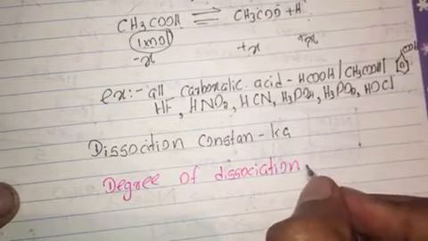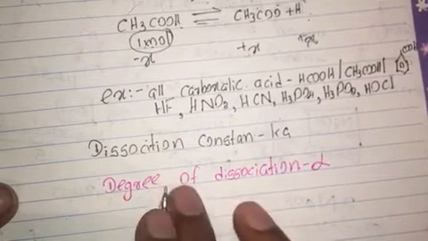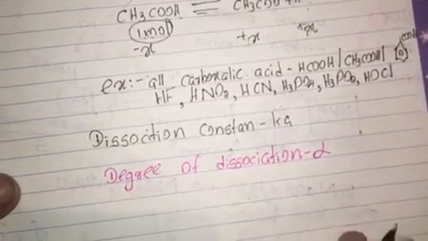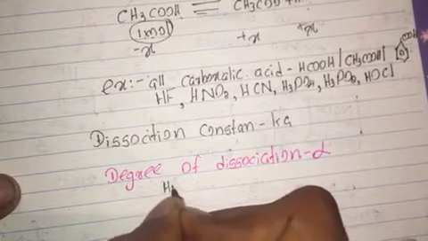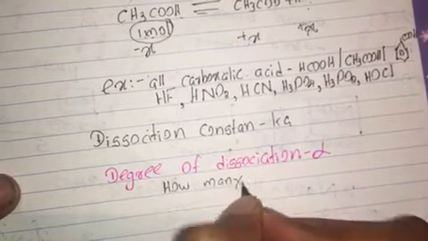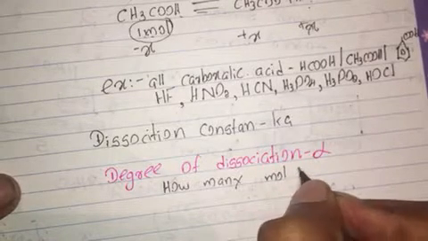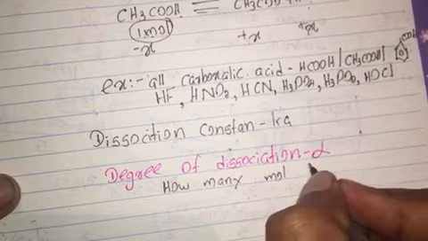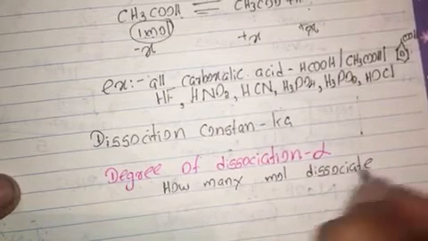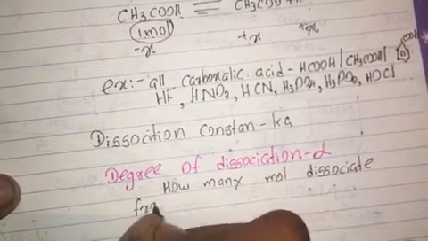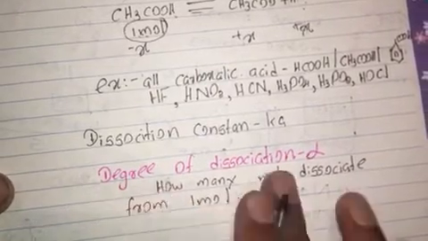Degree of dissociation, represented as alpha. The meaning of the degree of dissociation is how many moles convert or dissociate from 1 mole. This is the idea of degree of dissociation.